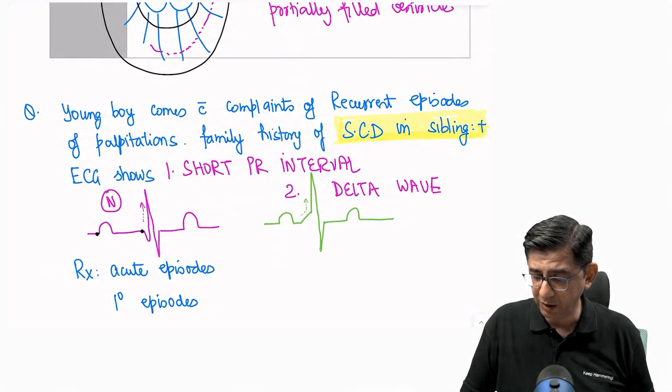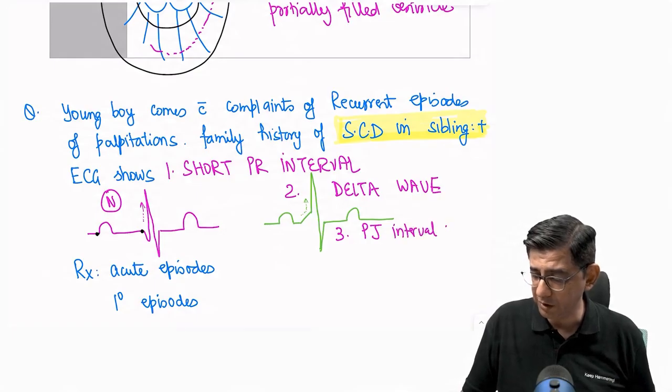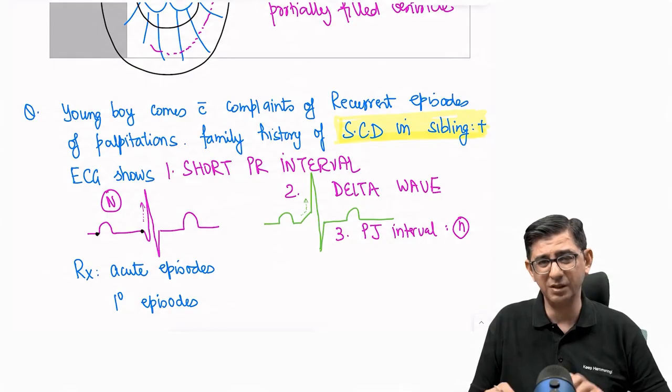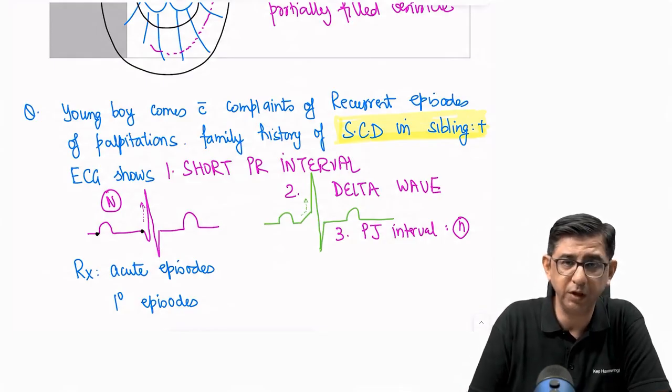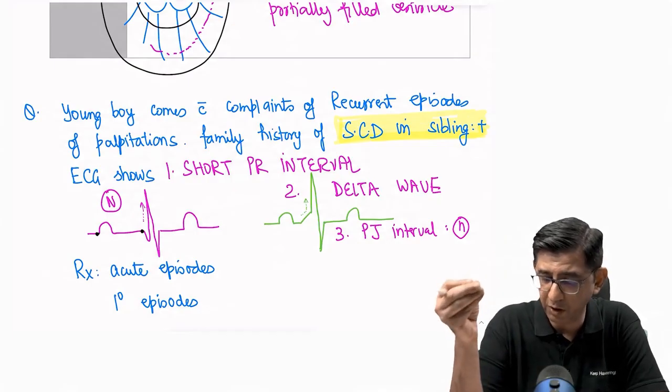The third point that I'm writing is only for the sake of completion. He will write the word PJ interval is normal. I'll not get into the explanation of why PJ interval is normal. That's just a fact to be remembered. The more important thing is delta wave. That's a hot favorite. I don't know why, but in the FMG exam, they've been after this.